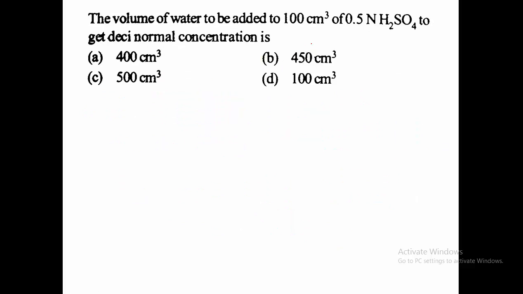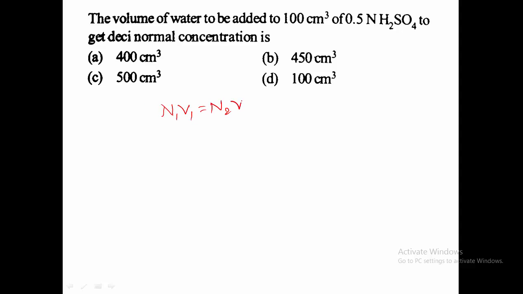The next question, the volume of water to be added to 100 cm cube of 0.5 N H₂SO4 to get decinormal concentration is. ಏನು ಕೊಟ್ಟಾರ್ರಿ ಅವರು? How much volume of water is added to 0.5 N H₂SO4 to get decinormal concentration ಅಂತ ಹೇಳಿ. ಈಗ ಎಷ್ಟು ವಾಟರ್ ಆ್ಯಡ್ ಮಾಡಬೇಕು ಅದನ್ನು ಫೈಂಡ್ ಔಟ್ ಮಾಡಬೇಕು. ಸೊ ಹೆಂಗೆ ಫೈಂಡ್ ಔಟ್ ಮಾಡ್ತೀವಿ ರೀ? ಅಗೇನ್ ಯೂಸ್ ದಿ ಸೇಮ್ ಫಾರ್ಮುಲಾ.